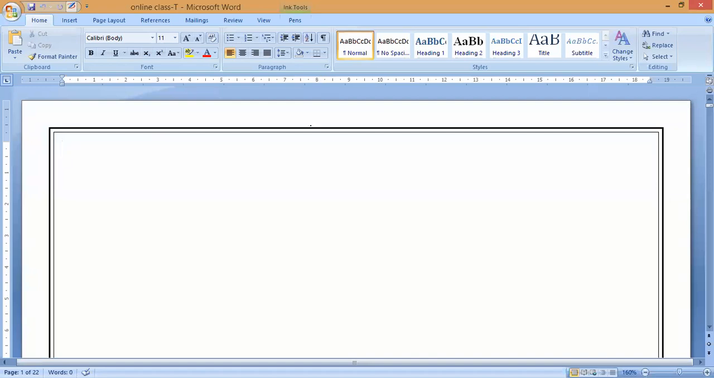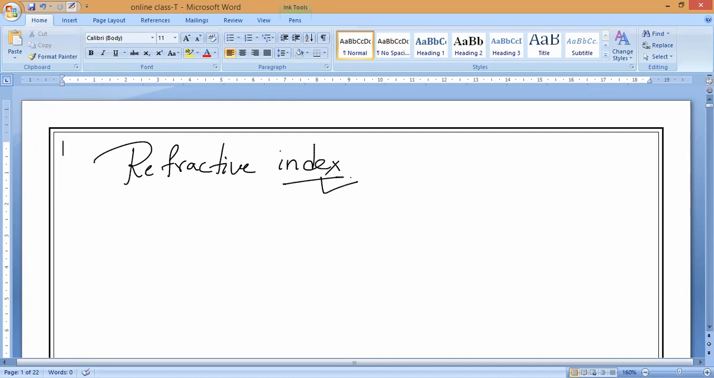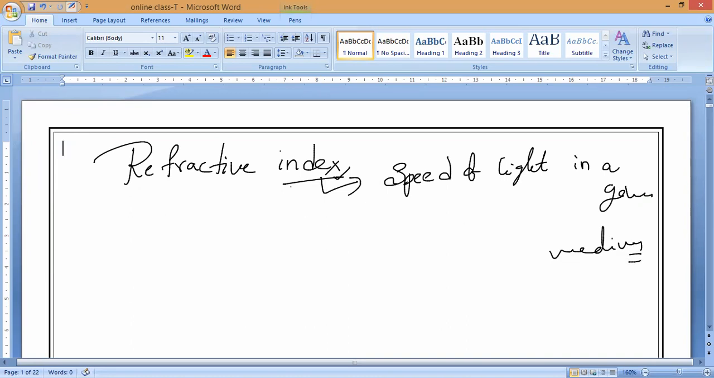Now, first of all, the refractive index. Different teachers will follow different notations. Remember, refractive index is used to tell the speed of light. Light can travel much faster or much slower. The speed of light in a given medium can be known based upon the refractive index value. So definitely one numerical will come from this refractive index. We can use it for finding the speed of light in a given medium.